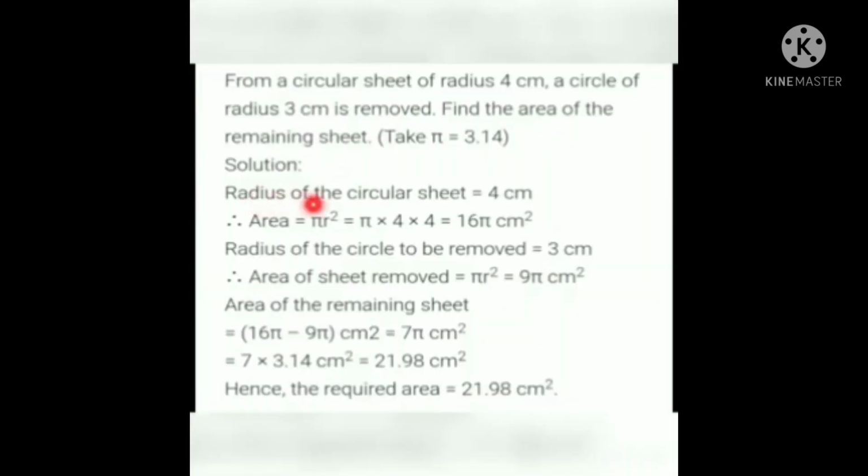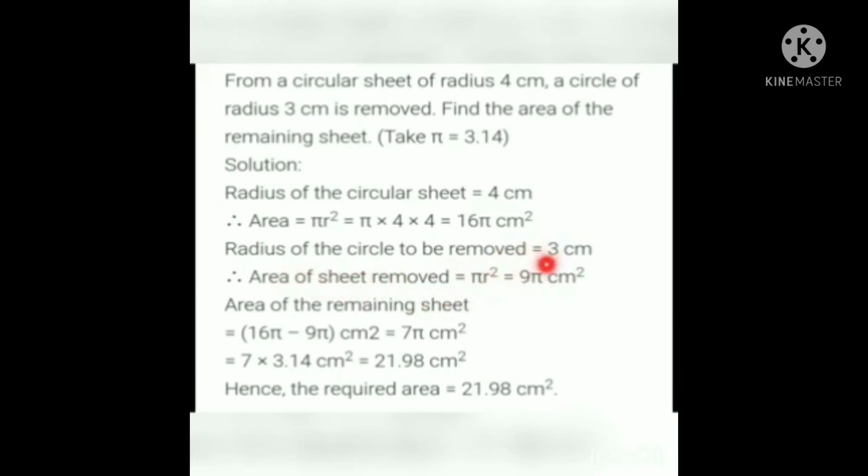So radius of the circular sheet is 4 cm. So finding the area of the circular sheet, area is equal to pi r square. Pi into what is the radius? 4 cm is the radius. So 4 into 4, 16 pi. Here I am not substituting the value for pi because we can cancel down pi. That is why 16 pi here. Now what circle is removed? The radius 3 cm circle is removed. So finding the area of the circle removed. So area of the circle is equal to pi r square again.